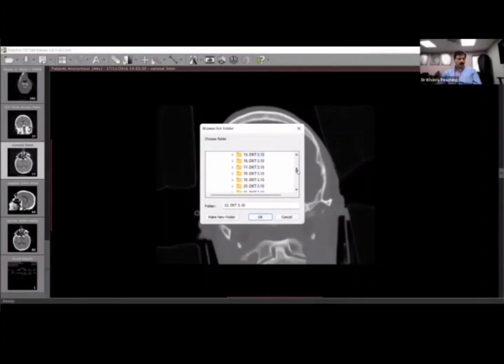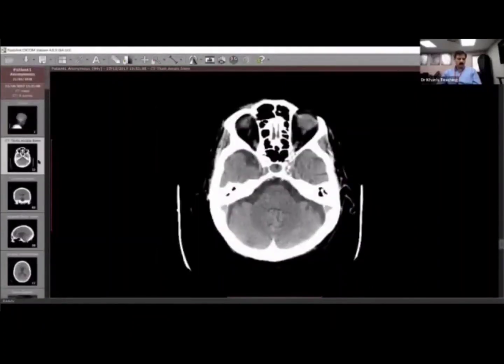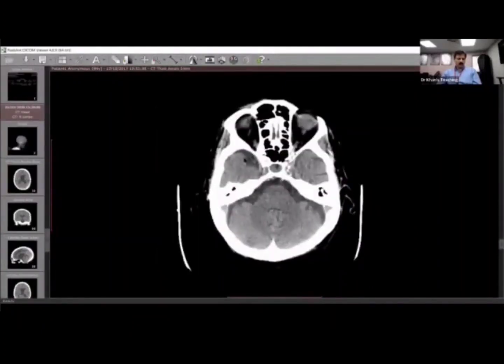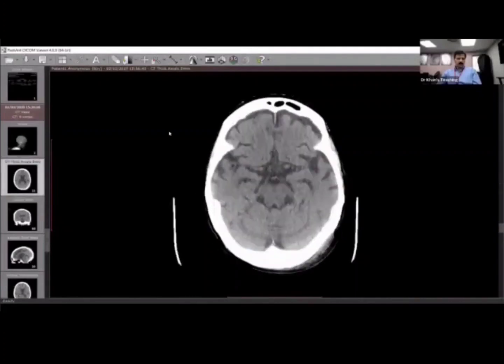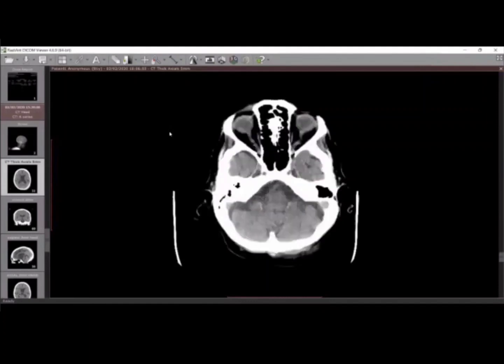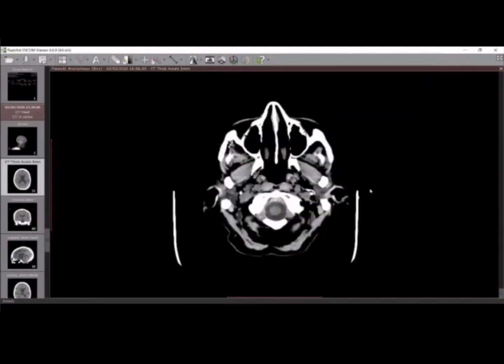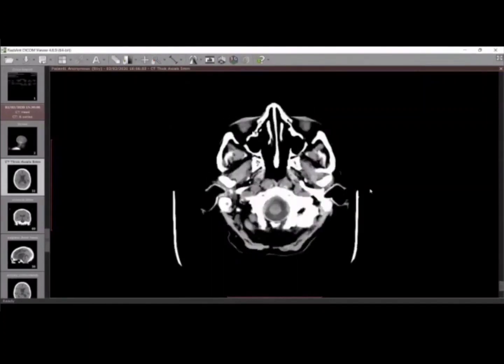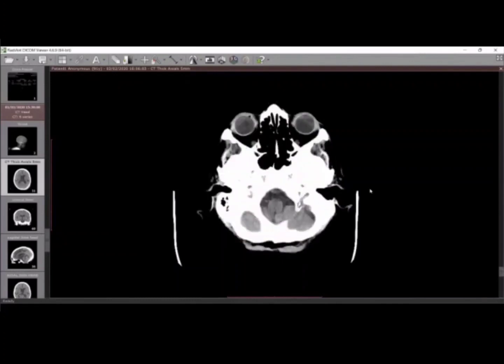So then we go to another case, so this is another trauma case. Here you are. Over to you, please. Okay. So these are axial images of CT brain unenhanced in a patient with trauma.